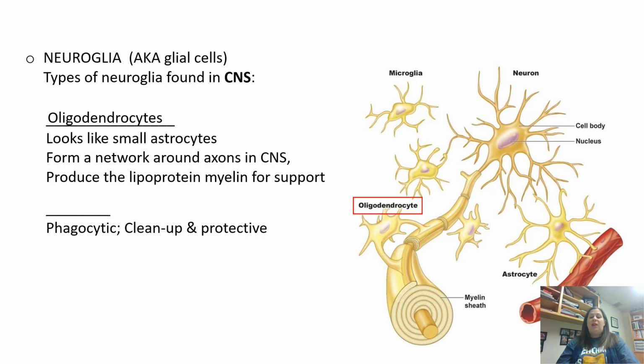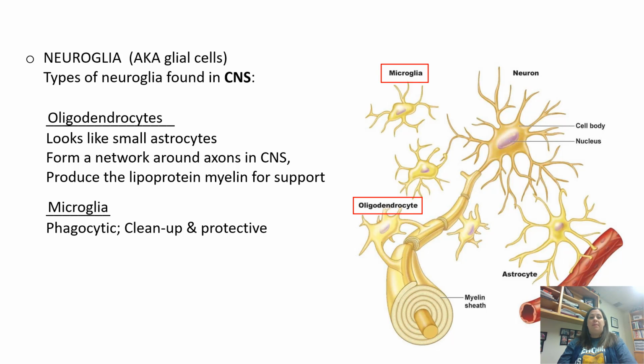We also see that there's the microglia. The microglia are going to be phagocytic cells. They're going to clean up and protect the area of the brain, because if you'll recall, we don't have any blood coming in direct contact with the brain tissue or the spinal cord tissue, and so because of that, there's not a lot of white blood cells that are present, so the microglia will help with the whole idea of protection and cleanup.